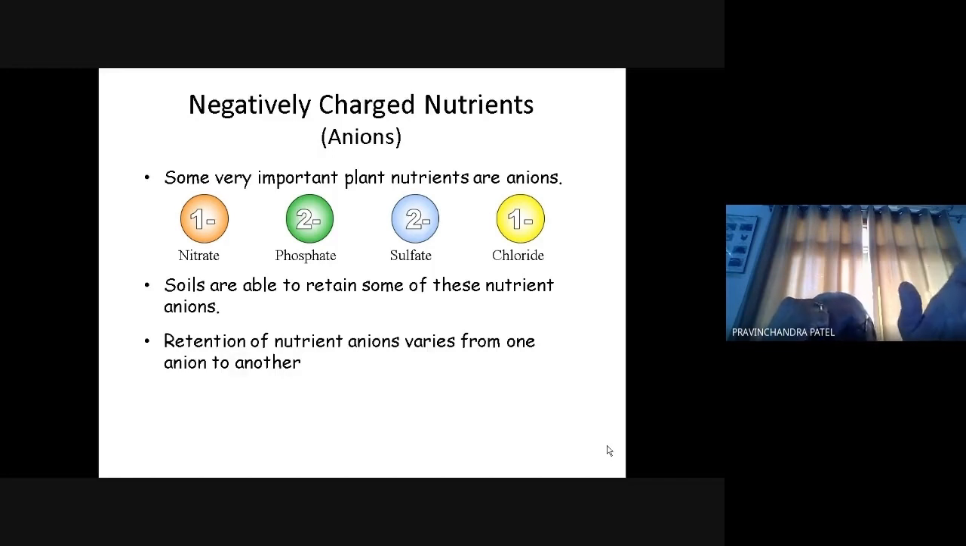So rice crop takes nitrogen in ammoniacal form, and therefore we suggest applying ammonium sulfate fertilizer to the rice crop. Suppose you are using the urea fertilizer, then there will be leaching loss of the nitrogen, and it is not economical. Soil is able to retain some of these nutrient anions. So cation exchange capacity, similarly anion exchange capacity.